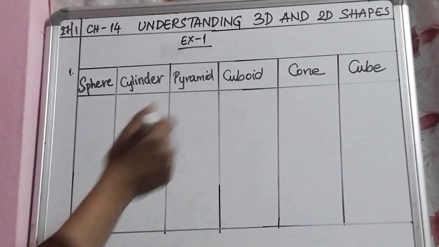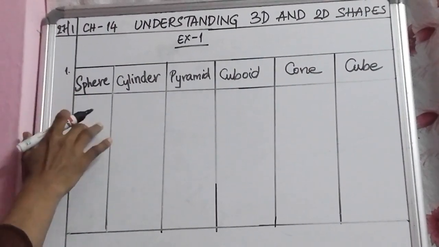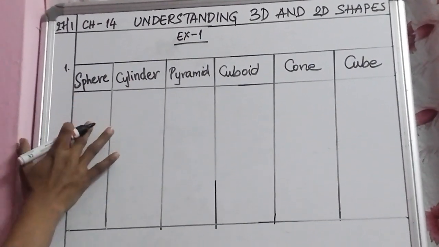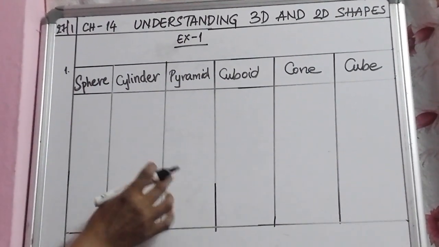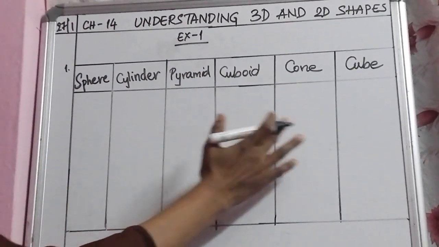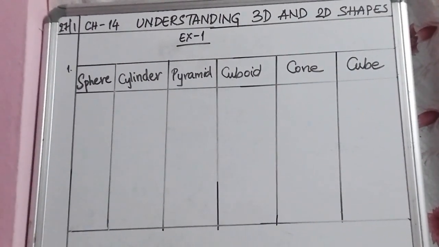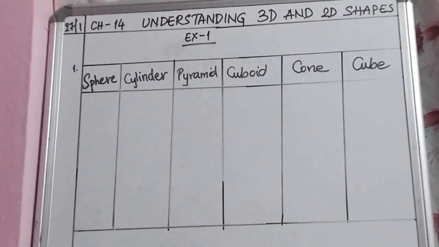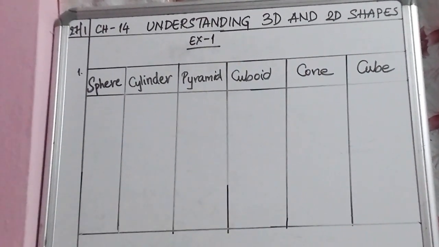Now let us begin exercise 1, first problem. So in the first question, pictures are given and you have to categorize those pictures. The 3D shapes you have to identify and write below the given column. So first what we are going to do is look at the picture, what is it, and then write in the category it is going to fall.